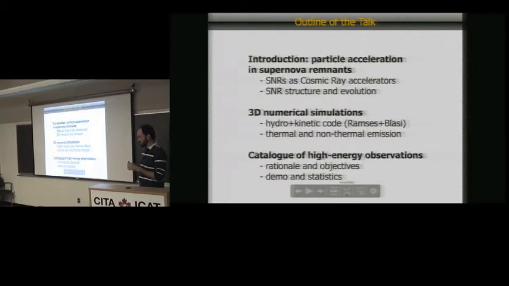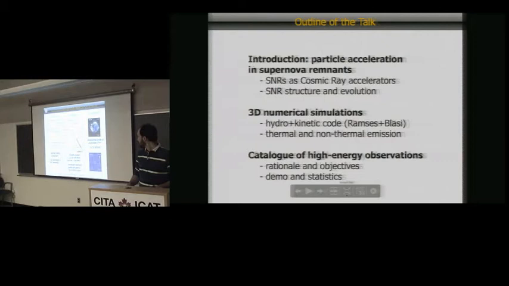So I will show you some simulations and show you the thermal and non-thermal emission from the remnants that we can obtain, and what it means in terms of diagnostics of the efficiency of particle acceleration. And finally, I will present a catalog of observations of supernova remnants in the galaxy at high energies.